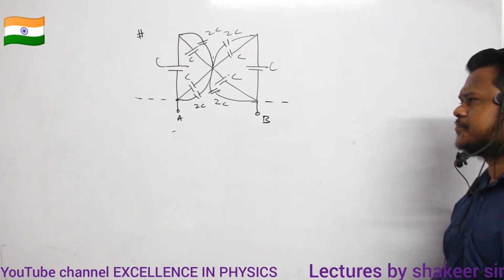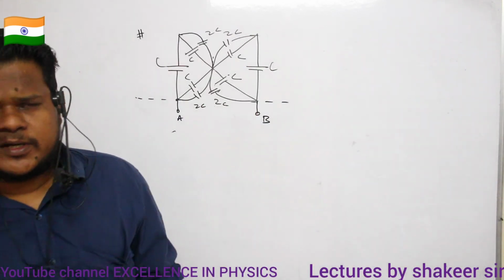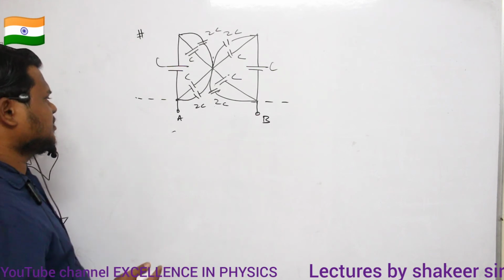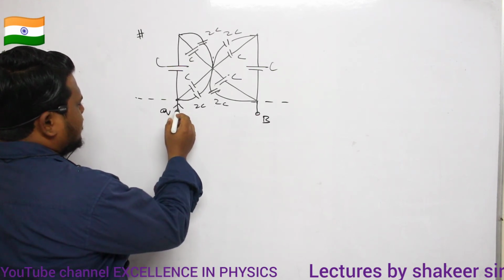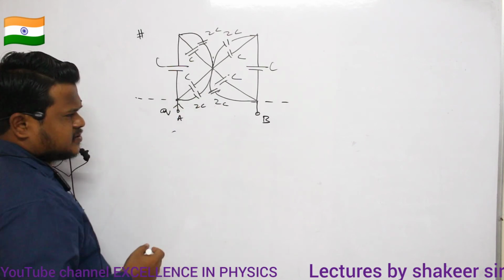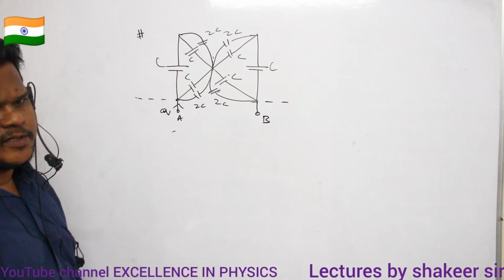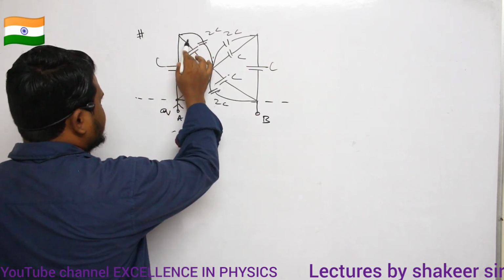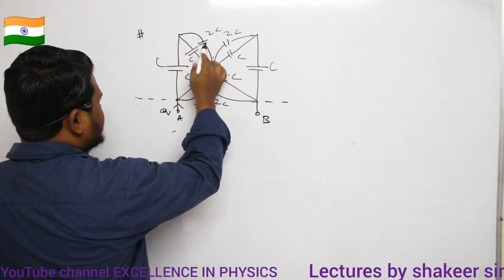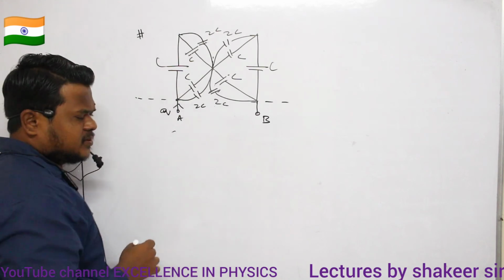Got the answer? See, first of all, you should identify which of them are in series and which of them are in parallel. The charge which enters into this one, Q amount of charge, it divides into 1, 2 and 3 branches. So definitely 1, 2 and 3 branches are connected in parallel. Clear now? Then the charge which is entering into this one, it enters into these two branches. So these two branches are in parallel, and these two branches are in series with this capacitor. Are you able to understand?